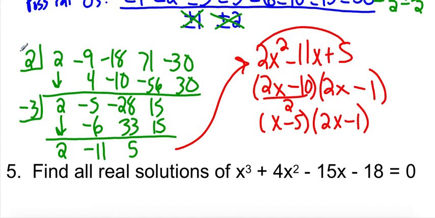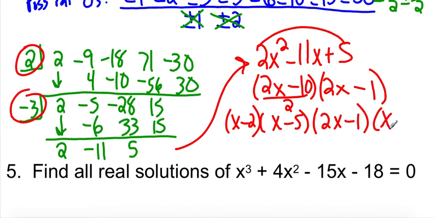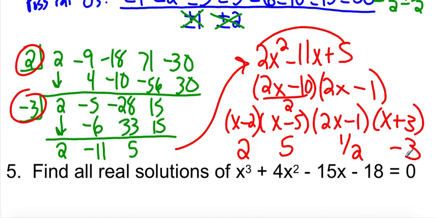Remember your other factors from over here were x minus 2 and x plus 3. So here's all of your factors. What were they asking us for? They were asking us for zeros. So our zeros are 2, 5, 1/2, and negative 3. This was to the 4th power, and we have found all 4 zeros.